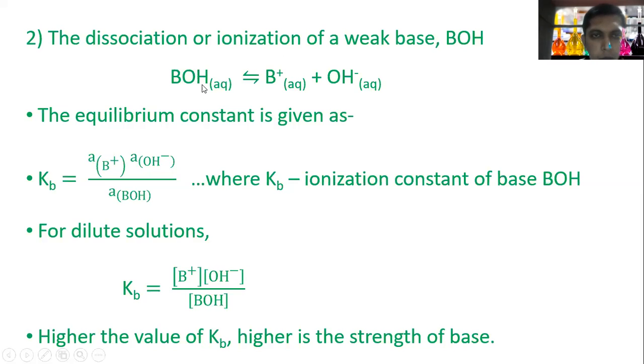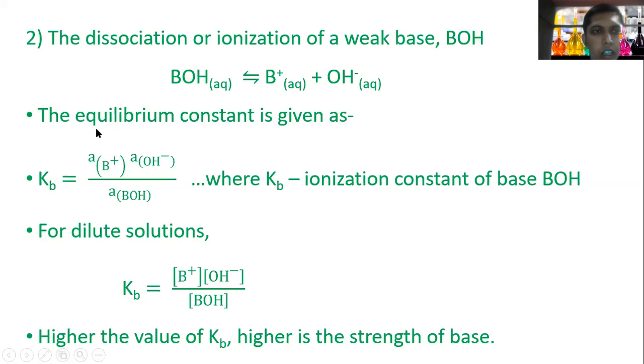Whenever it will be added to water, what will happen? It will dissociate some molecules. If it is a weak base, only a few molecules will dissociate to form B plus cations and OH minus anions. Now, in the earlier equilibrium as well as this equilibrium, we have shown this aq. It represents that these ions or the molecules are hydrated. That means they are surrounded by a large number of water molecules.